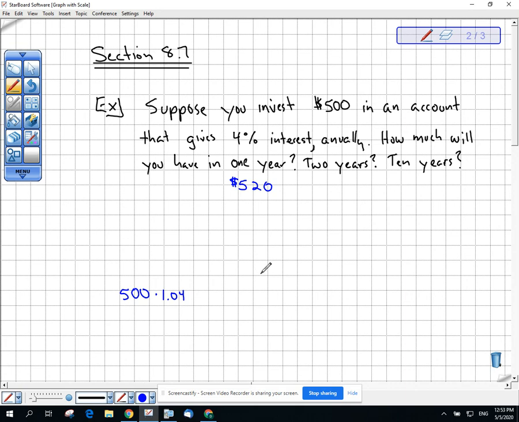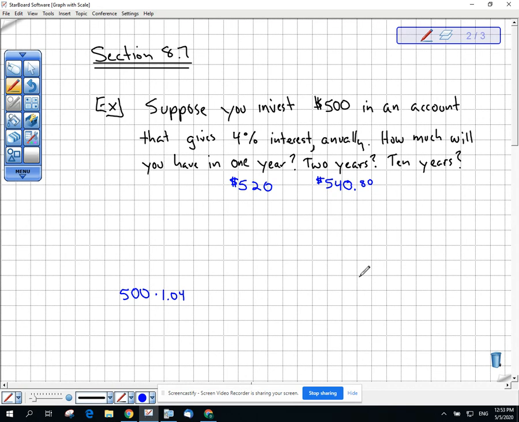Now, this is exponential, not linear, but exponential. Therefore, you would not expect it to just be $540 in 2 years, $560 in 3 years. No. It takes the previous year and multiplies it by 1.04, right? So one thing that I could do is go $520 times 1.04 to see what I would get next. And in fact, that comes out to $540.80. Not just $540, but $540.80, because you're calculating that 4% on a slightly bigger number. So you made an extra 80 cents.